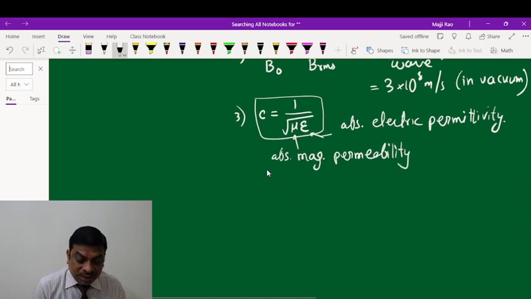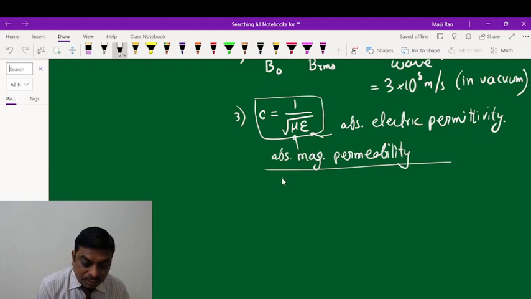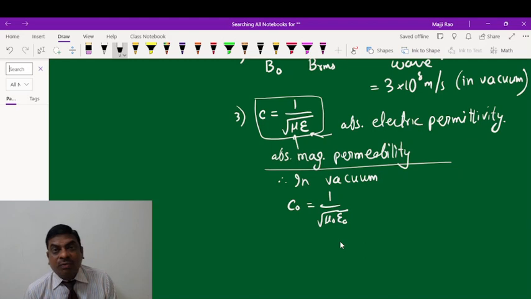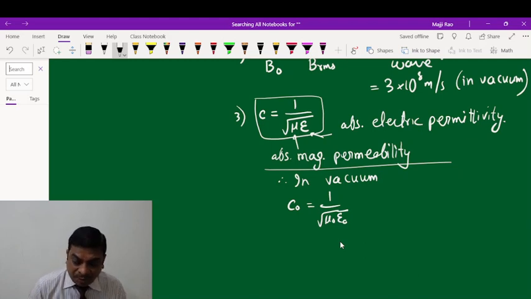So on this basis we can say, therefore, in vacuum it will be 1 over under root mu naught epsilon naught. You have to make use of the values of mu and epsilon for vacuum. Okay, so this will roughly be 3 into 10 power 8 meters per second, students.